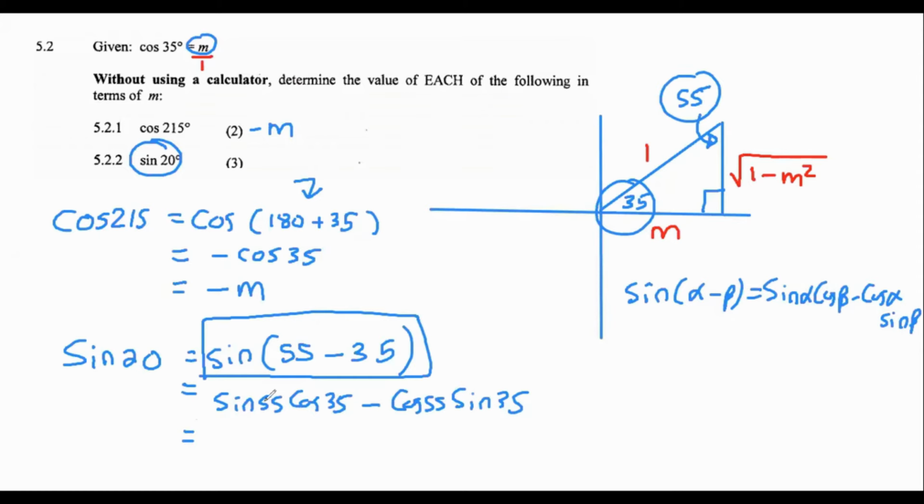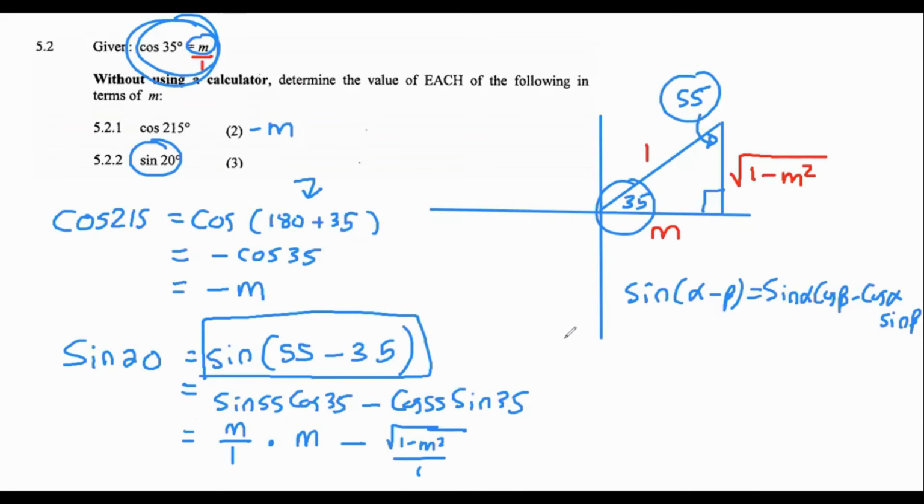So if I keep simplifying this, I can get sin 55, cos 35, cos 55, and sin 35 using the triangle. Okay, so let's quickly do that. If we look at sin 55, we know that it's the opposite over the hypotenuse, or the y over r. And so that would be m over 1 for this one. For cos 35, I already know that it's equal to m. So I can say m. Cos 55 will be the square root of 1 minus m squared over 1.